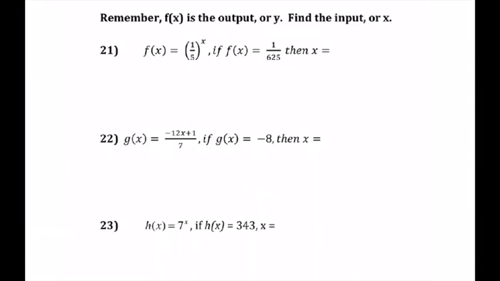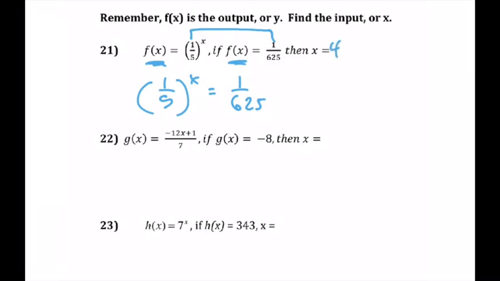Okay, for number 21, just setting that up real quickly, since f of x is equal to 1/5 to the x power and f of x is equal to 1 over 625, I would know that these two have to be equal to each other. So that's one hint that I can use to set this up. So 1/5 to the x power is equal to 1 over 625. I know that 1 to any power is 1. So the key is 5 to what power is 625. You can just try some numbers and find the one that works. So Seth, what is it? 4. So x is equal to 4, and that's the answer.